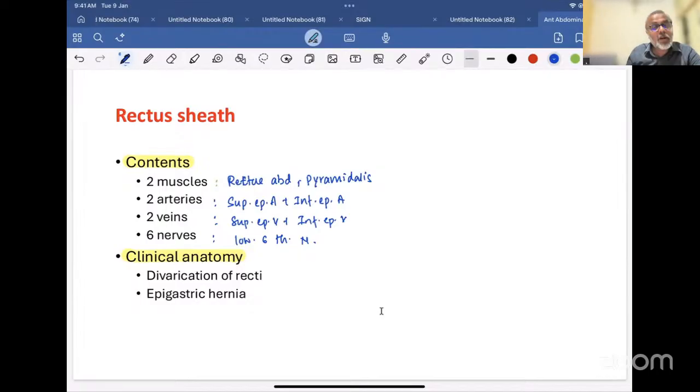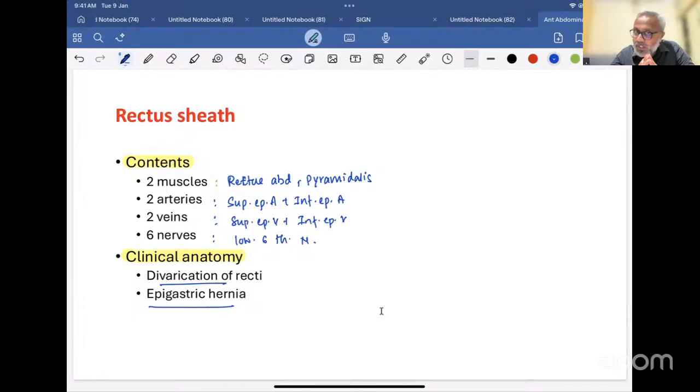Then, what about clinical anatomy? Why should we know it? The divarication of recti. What do we mean by divarication of recti? Divarication of recti means there is separation of the 2 rectus abdominis muscles by splitting of the linea alba. Right? This could be one of the important clinical anatomy points. Second, the occurrence of epigastric hernia through the linea alba. Right? These 2 can be mentioned as the clinical anatomy points.